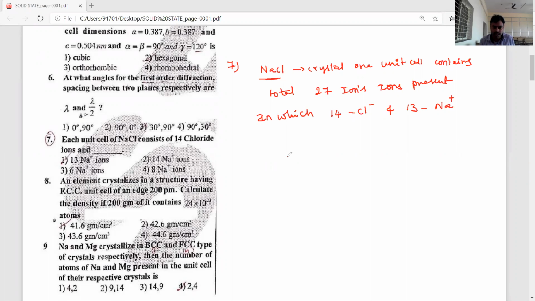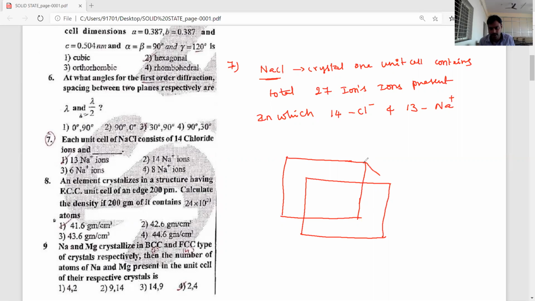See how it is. First you draw the crystal structure of NaCl. In NaCl, the Na plus ions and Cl minus ions exist alternately. Alternately means at corners Cl minus ions are present, and at edge centers Na plus ions are present. Like this is the unit cell structure of NaCl.